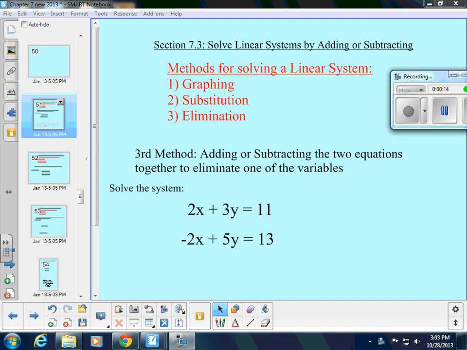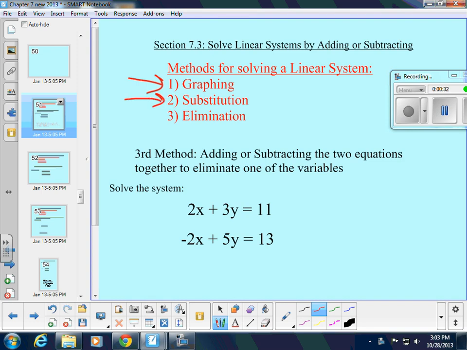We've learned graphing, which again I think is the best one to start with, because that gives you the nice visual of what's really going on. And when you have two equations, you're trying to find the point where those two lines intersect. If you were going to graph them, it's that point where those two lines would cross. That's the point of intersection. That's the solution to a linear system.